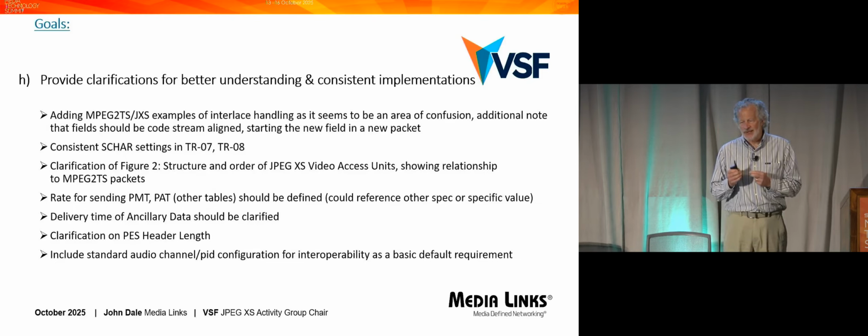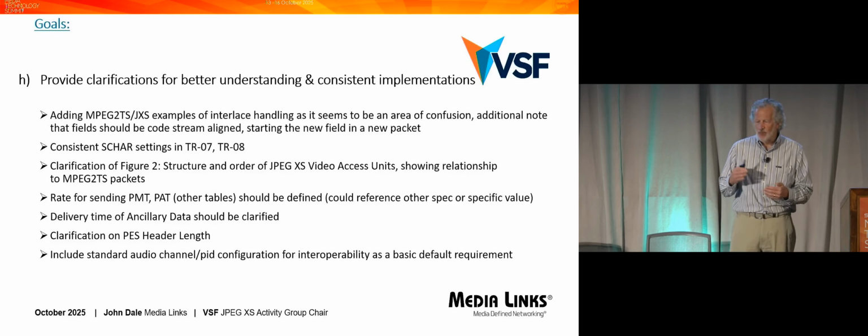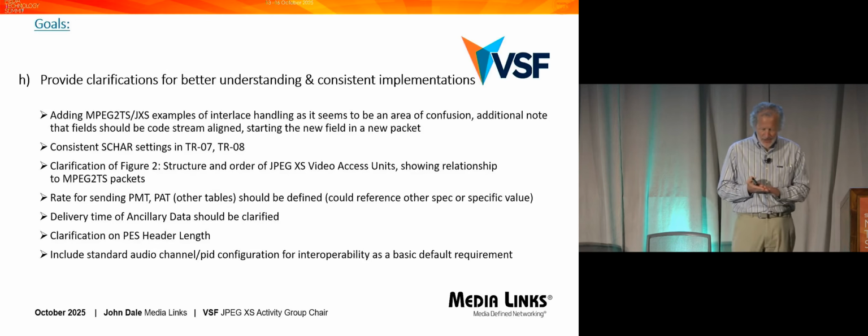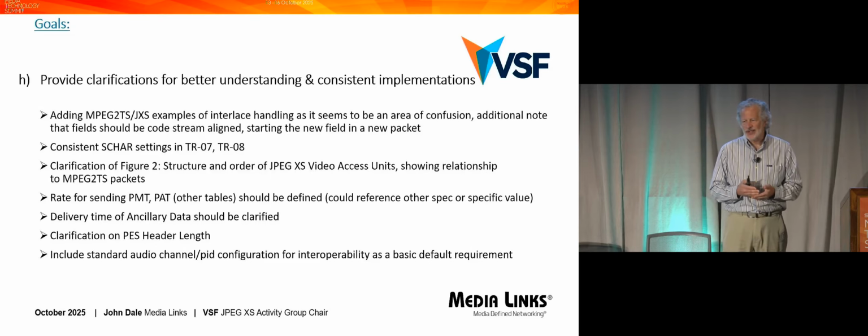We've also clarified, as I mentioned before, how to go from elementary stream to MPEG-2 TS. There are different ways of doing that. With a very low latency application, we have to be more careful about that, so we're adding more information about it. And then a number of things that didn't seem to be an issue with JPEG 2000: the repetition rate, when do you send PMT, PAT information in the MPEG-2 TS.